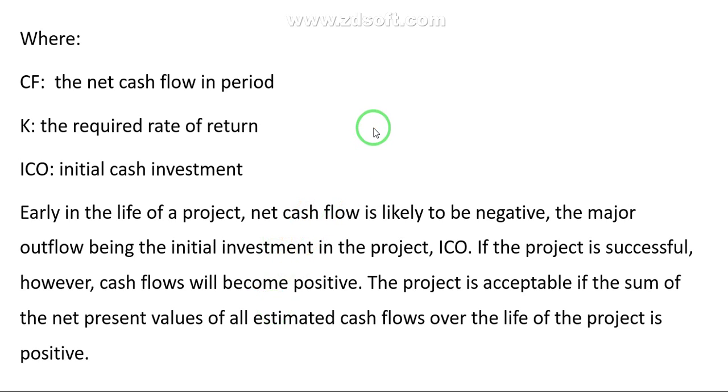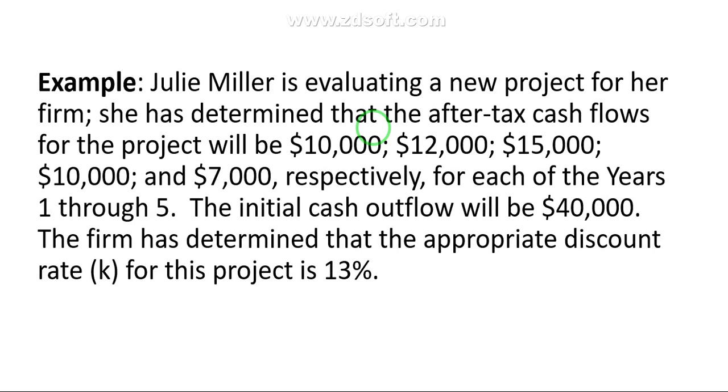So for the purpose of better understanding, let's go for an example. Now the example: Julie Miller is evaluating a new project for her firm, right? She has determined that the after tax cash flow for the project will be 10,000, 12,000, 15,000, 10,000 and 7,000.